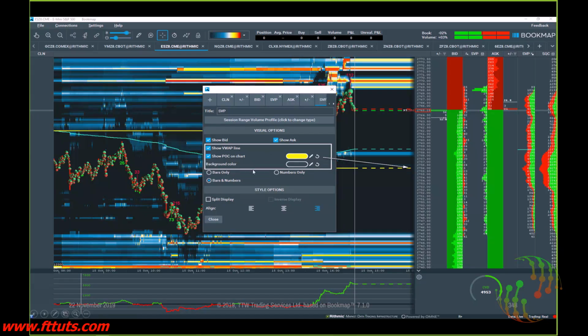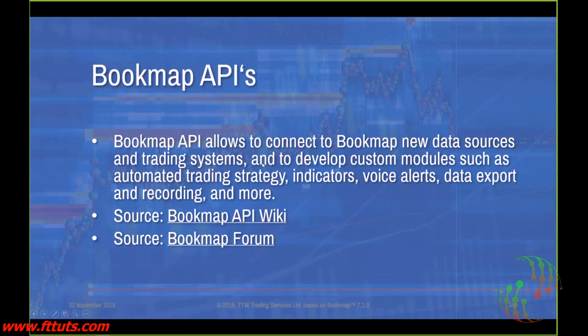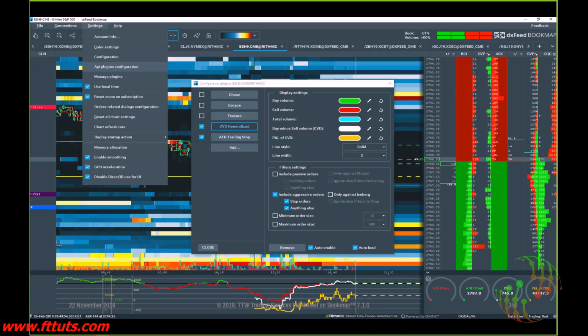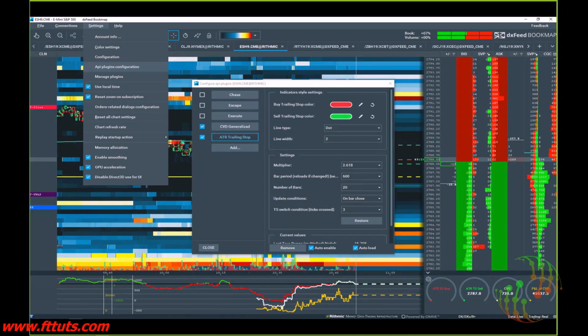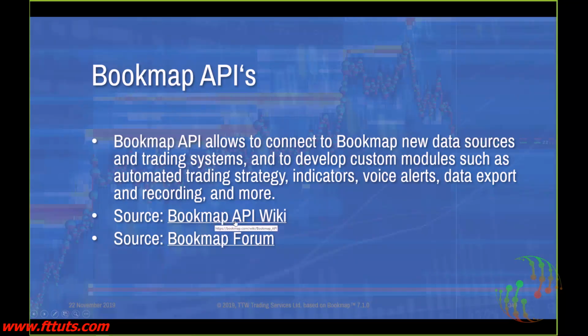This is the setting. It's very clear. Bookmap APIs. I don't want to comment on this, but you can write an external indicator, and you can add it to Bookmap based on Bookmap's APIs. They are open. They are described in the Bookmap API Wiki. Follow this link, please. And there's a Bookmap forum. You can find a lot of useful information about Bookmap's APIs, application program interface.